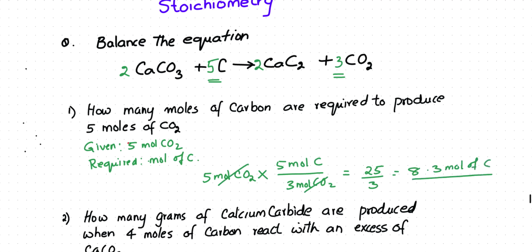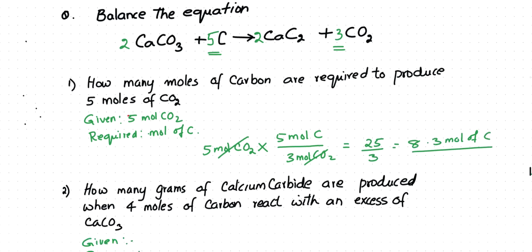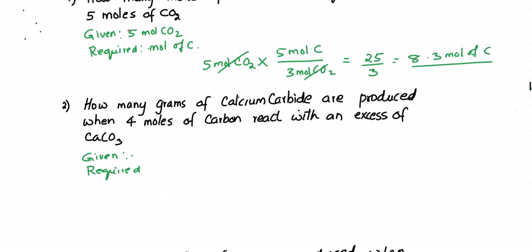Next, we have to find how many grams of calcium carbide are produced when 4 moles of carbon reacts with excess of calcium carbonate. So here given is 4 moles of carbon, and required is how many grams of calcium carbide. We have to find grams of CaC2.